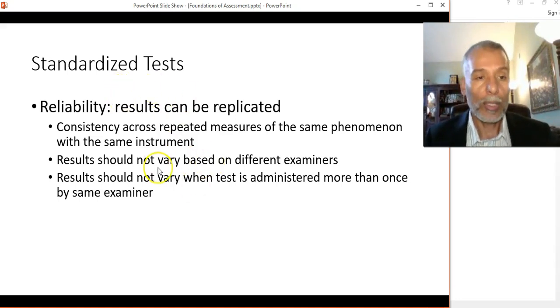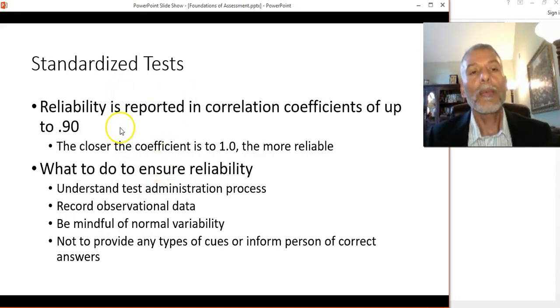And there are names for these. But generally, reliability is reported in correlation coefficients, up to 0.9 or 0.99, and the next one would be 1.0. This means yes, it is reliable. But anything in between comes closer to being in between yes or no.